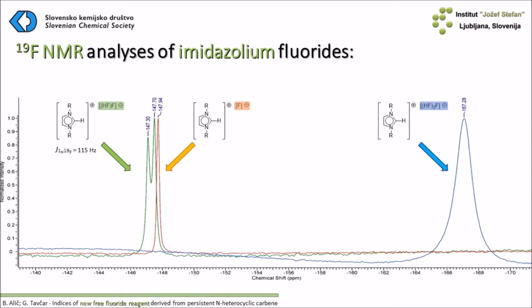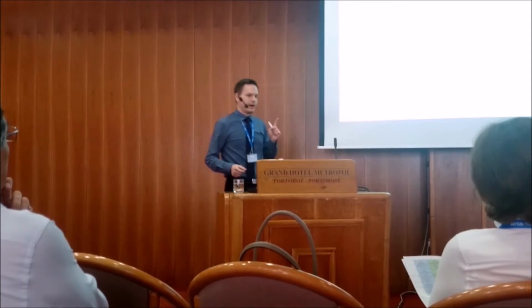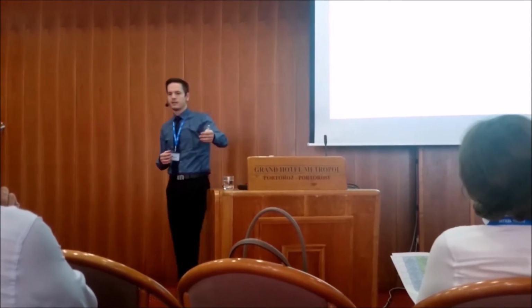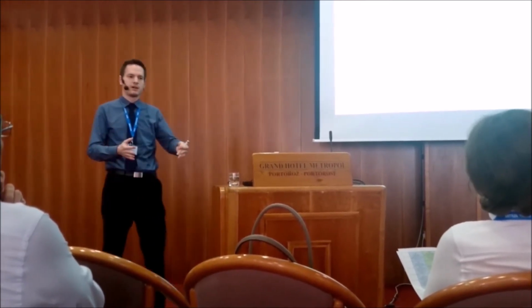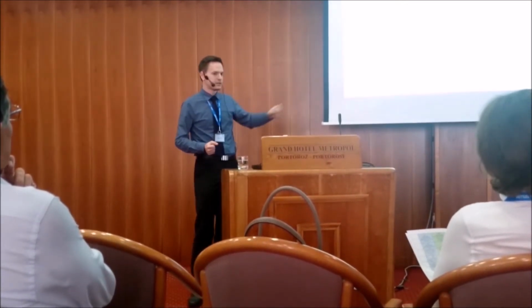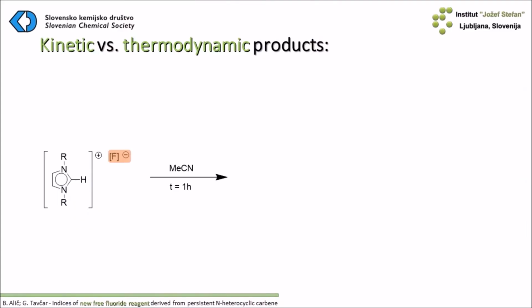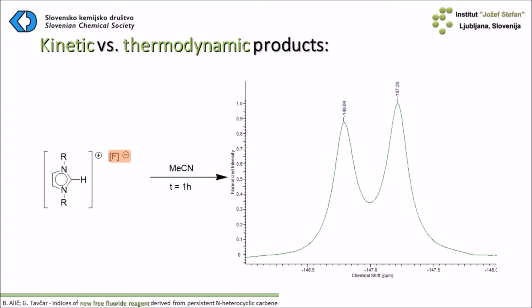Now, why am I showing you this? I'm showing you this because I've grown monocrystals of imidazolium fluoride. And I took it to X-ray analysis, got parameters for the crystal set and everything, and then dissolved the crystals in deuterated acetonitrile. And when I took this sample to NMR, I got this signal. Now this is strange because this signal corresponds to bifluoride species, and this confused the hell out of me.